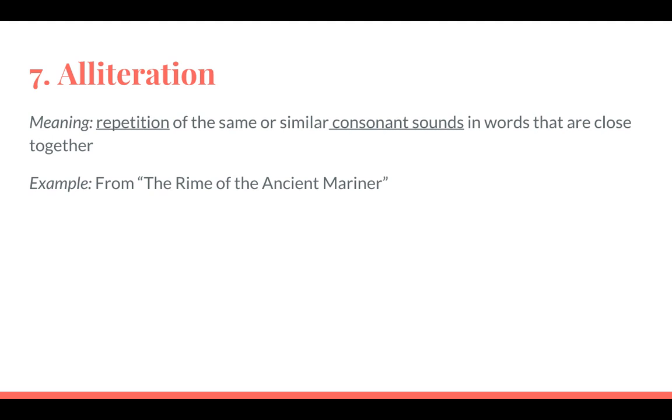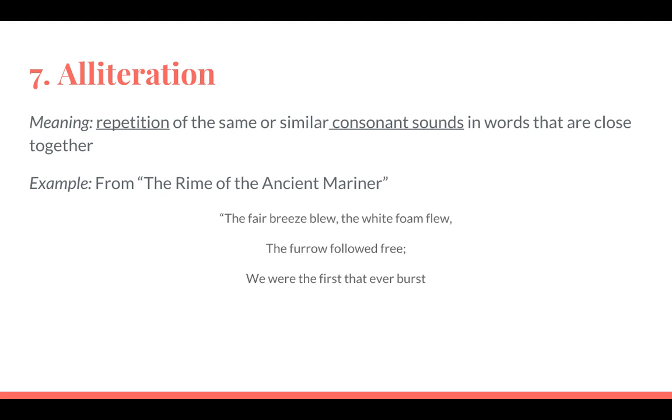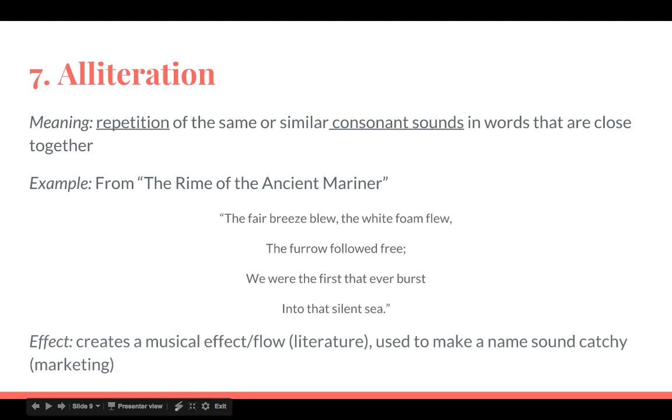So an example from a famous poem called The Rime of the Ancient Mariner is: the fair breeze blew, the white foam flew, the furrow followed free, we were the first that ever burst into that silent sea. So we've got multiple examples here of alliteration. We've got breeze blew, foam flew. You could even possibly count fair in there, even though it's not directly next to those words. It's somewhat close. It'd be a stretch, but some AP exam questions would count that. Furrow followed free, and silent sea. And this creates a musical effect or a flow for literature.